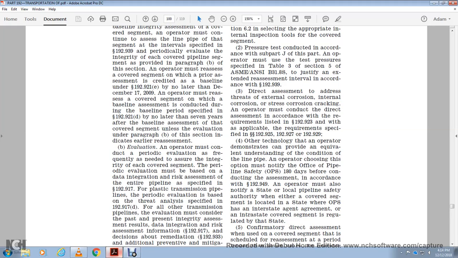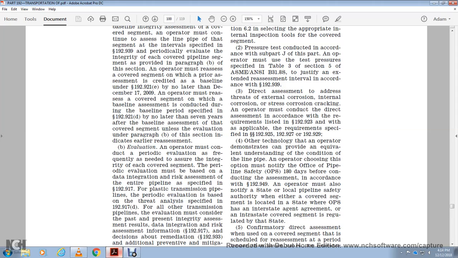Direct assessment for the threats of external corrosion, internal corrosion, and stress corrosion cracking. The operator must conduct the direct assessment in accordance with the requirements listed in 192.923, with the applicable requirements specified in 192.925, 192.927 and 192.929. Other technology: the operator may use other technology that it demonstrates can provide an equivalent understanding of the condition of the line pipe, and must notify the Office of Pipeline Safety.